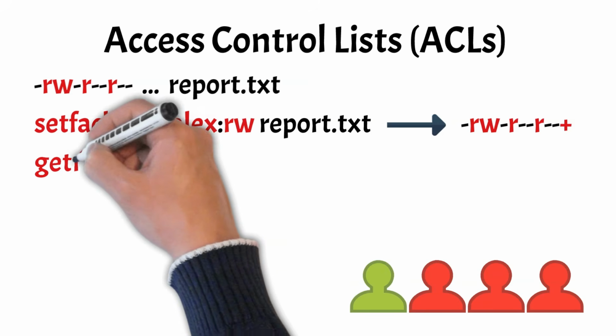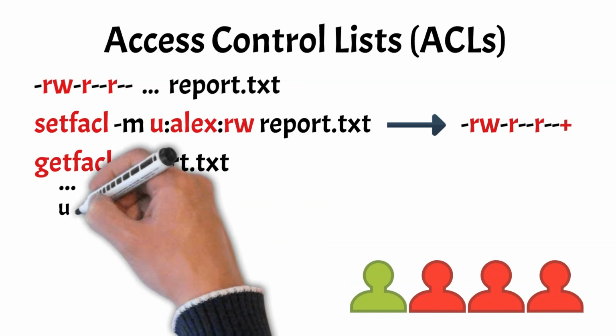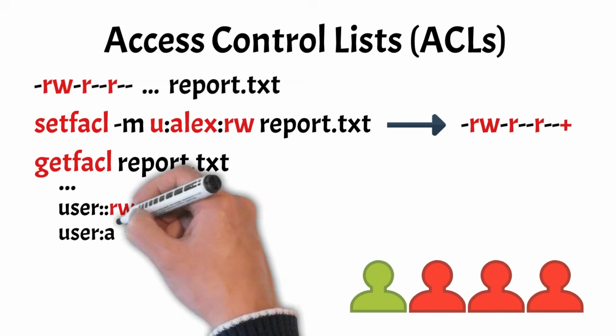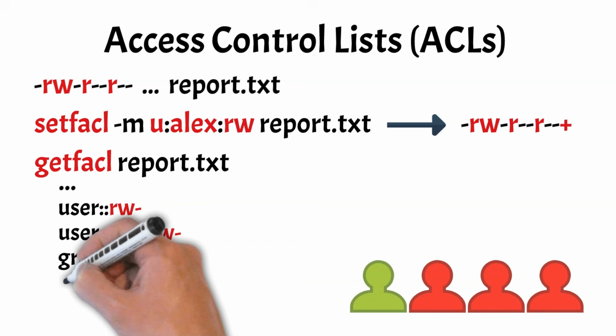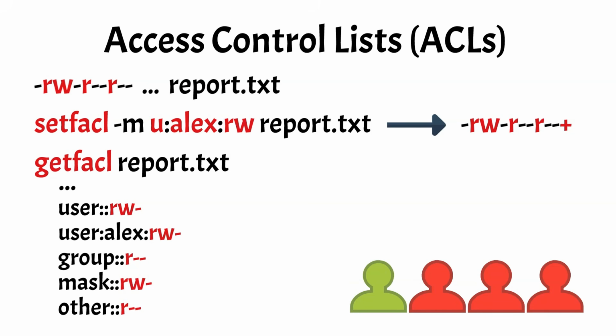To view these permissions, we can use the getfacl command, which displays both the standard permissions and any additional entries, such as the special permissions we added for Alex specifically. You may also notice a mask entry, which defines the maximum effective permissions for these additional users and groups. Although in most everyday situations, you won't need to modify it directly or even worry about it.